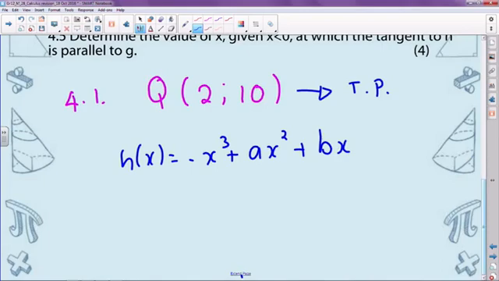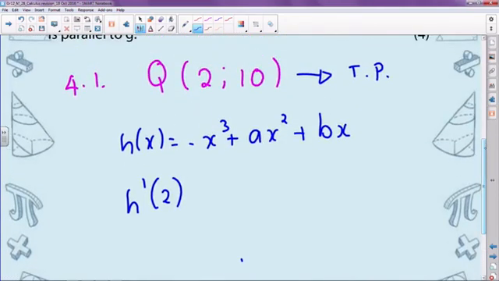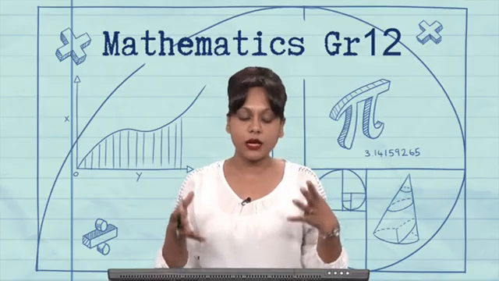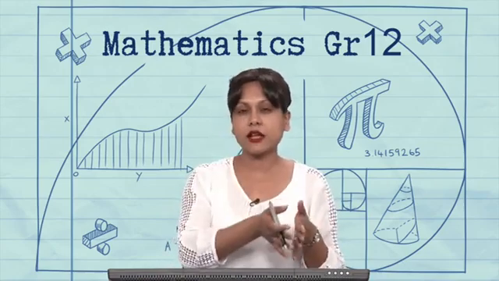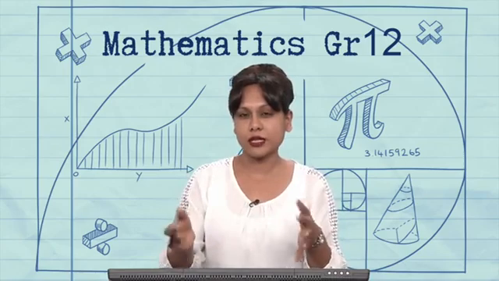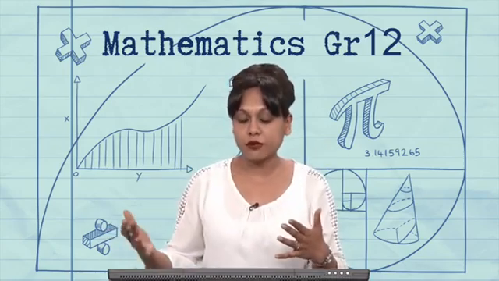Now, firstly, because Q is a turning point, I know the derivative at the point 2 must be equal to 0. How do I know that? Well, you guys should know this by now, that whenever you're trying to find the turning point on your graph, it's where the gradient of the graph is 0. All right, so using the fact that they've given you Q and they've given you the x value at that point is 2, the y value is 10, you know the derivative at the point 2 must be equal to 0. Okay.